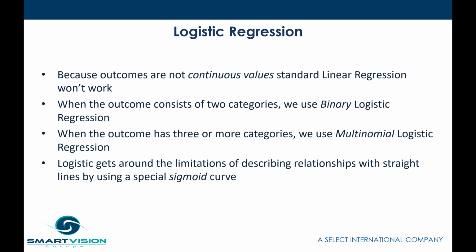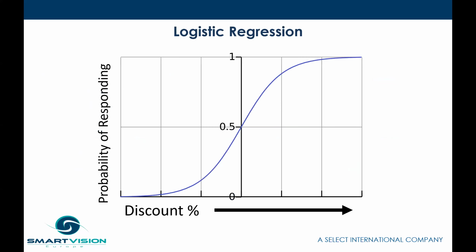So why do we use logistic regression? Well, because the outcomes are not continuous, and standard linear regression won't work when you've only got a two-category outcome. It just doesn't understand that. So when the outcome consists of two categories, we use what's called binary logistic regression. And when the outcome has three or more categories, we use something called multinomial logistic regression. And logistic regression gets around the limitations of linear regression, which describes relationships using a straight line, because it's only got, let's say, a two-category outcome here. It uses a special curve. And this special curve is what drives logistic regression. It's called the sigmoid curve.